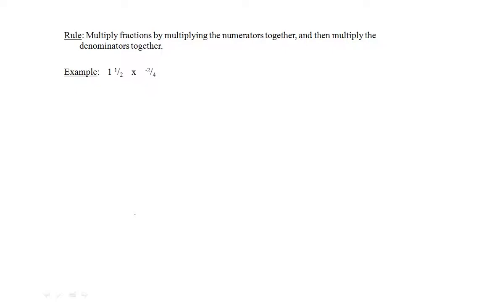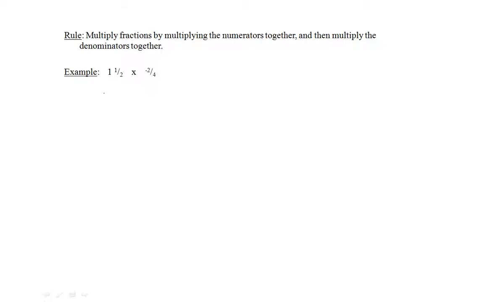The next rule is for multiplying fractions. Multiply fractions by multiplying the numerators together and then multiply the denominators together. Let's look at an example. 1 1/2 times negative 2 over 4.